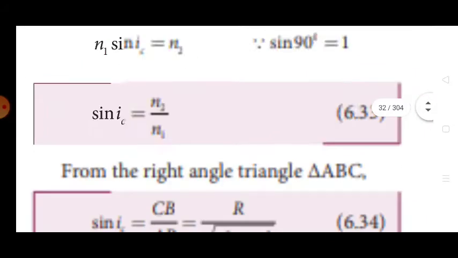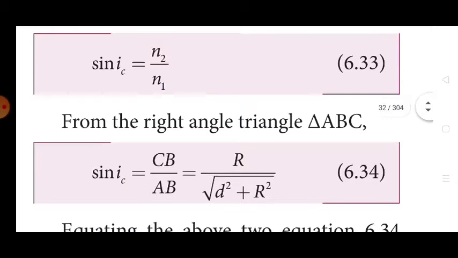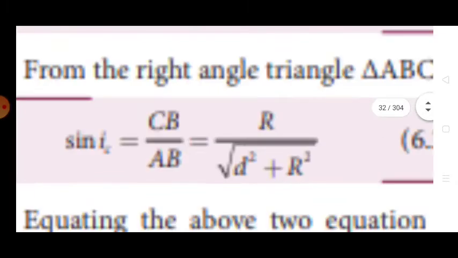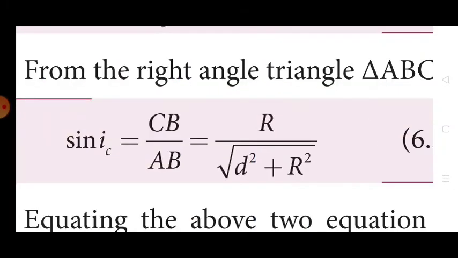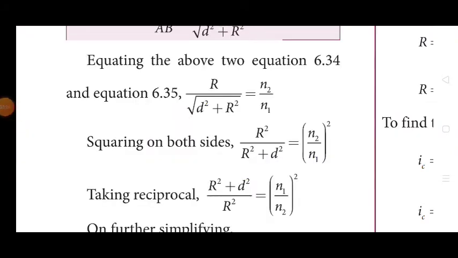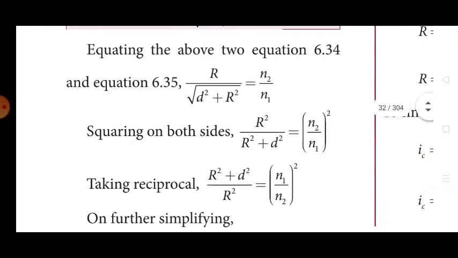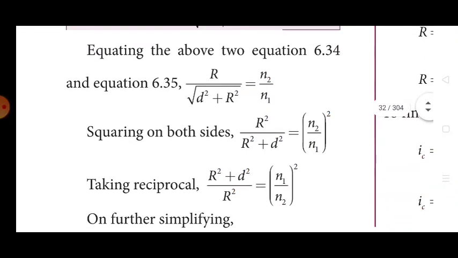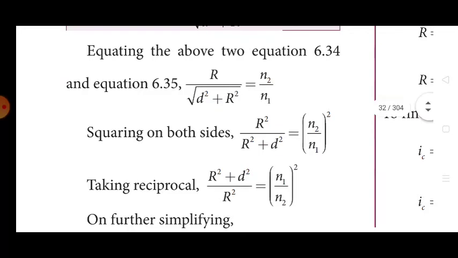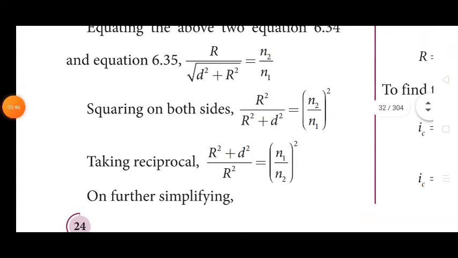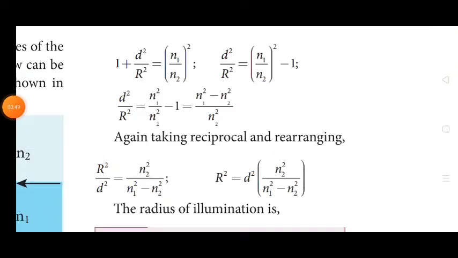From the right angle triangle ABC, sin iC is equal to BC by AB, which is r by root of d square plus r square. So, using equation 6.34 and equation 6.35, we get r by root of d square plus r square is equal to n2 by n1. Taking reciprocal, r square plus d square by r square is equal to square of n1 by n2. On further simplifying, we get 1 plus d square by r square is equal to n1 by n2 whole square.